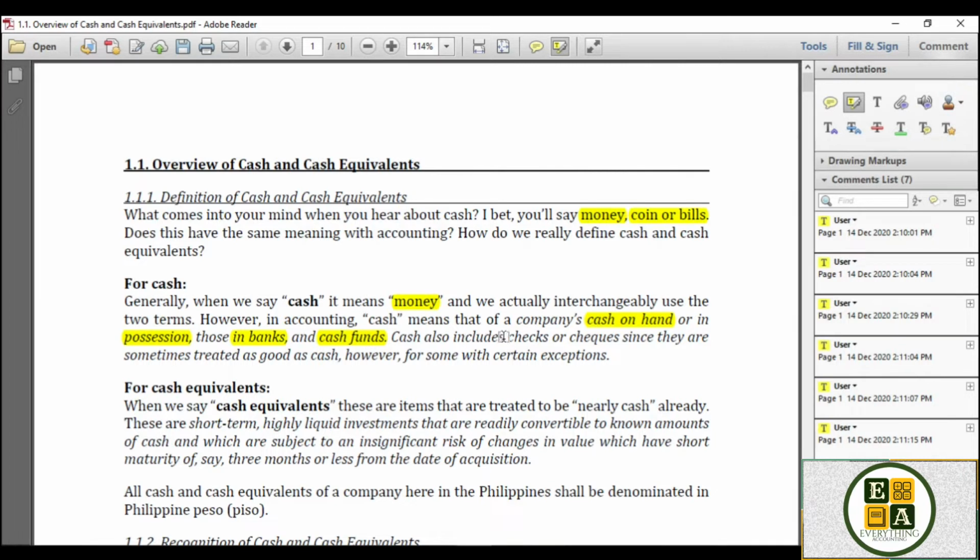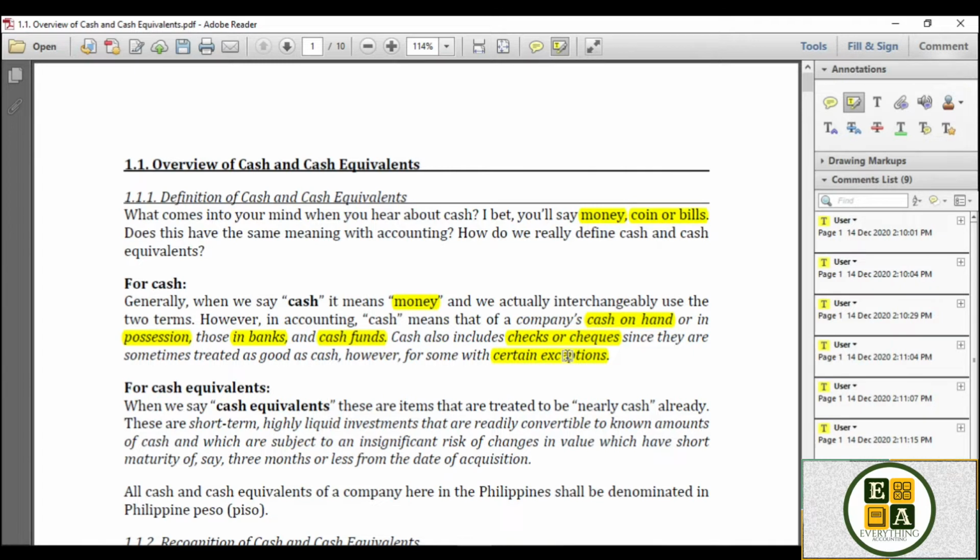Also, cash includes checks, or mas kilala natin sa cheque. Pag sinabi natin cheque, yun yung parang papel na pinipresent doon sa banko for encashment. We technically consider checks as cash, good as cash. However, merong mga certain exception wherein kahit cheque yan, we exclude it as item of cash. So, therefore, it involves certain exceptions. But generally, pag sinabi nating checks, pera agad yan, kasi automatic pag na-cash, pera naman yung checks.